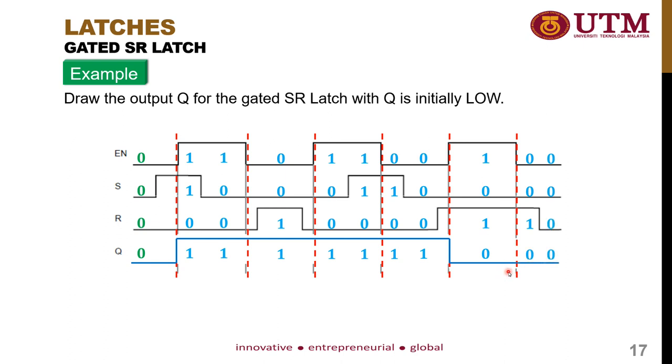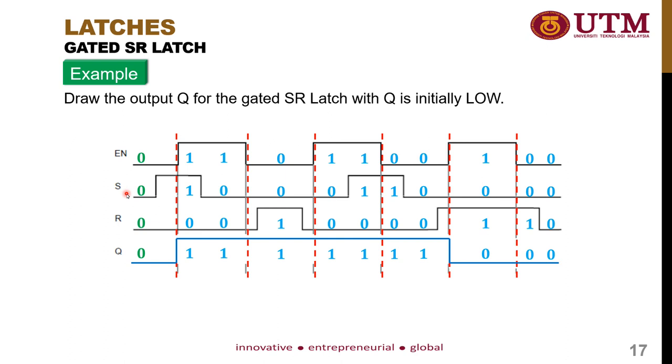Okay, therefore, from this example, we can say that in a gated SR latch, if the enable input is 0, the output will be retained. But if the enable input is set to 1, we need to take a look at the value of S and R, and it will operate similar to the active high SR latch.